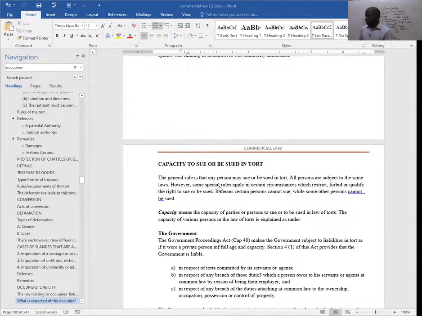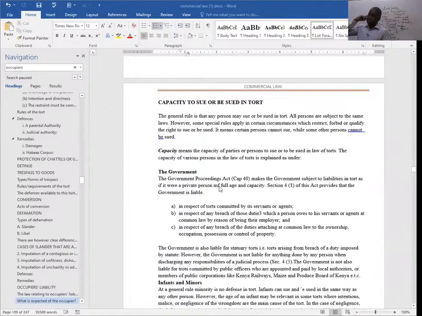So the government is liable, for example, in respect of torts committed by its servants or agents. So any wrong committed by an officer of the government will be held personally responsible. In respect of any breach of those duties which a person owes to his servants or agents at common law by reason of being their employer, in respect of any breach of duties attaching at common law to the ownership, occupation, possession, or control of a particular property by the government. So the government can be sued for any form of tort or wrong committed against a person.